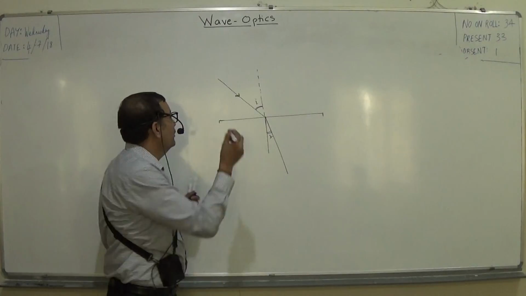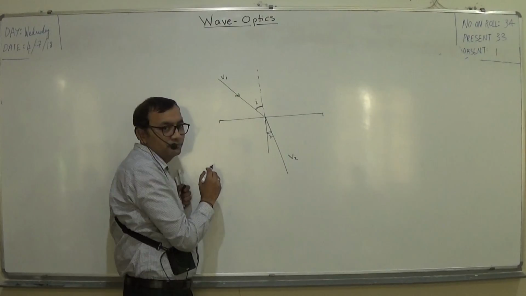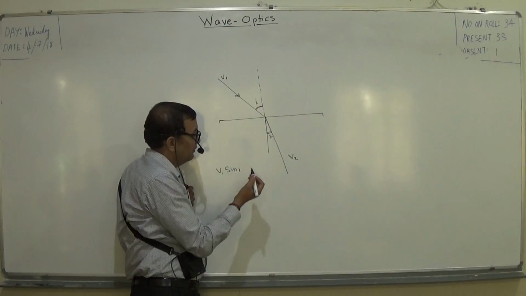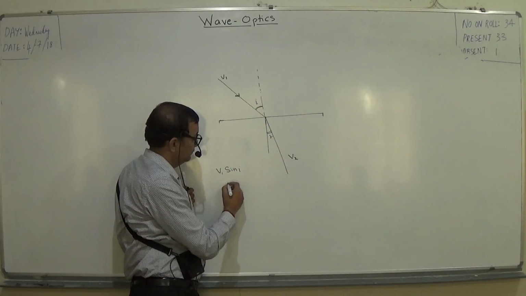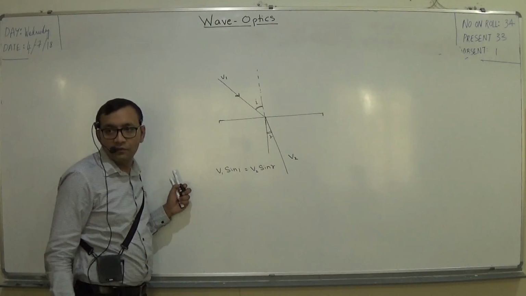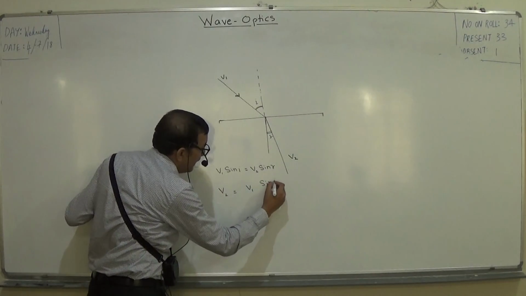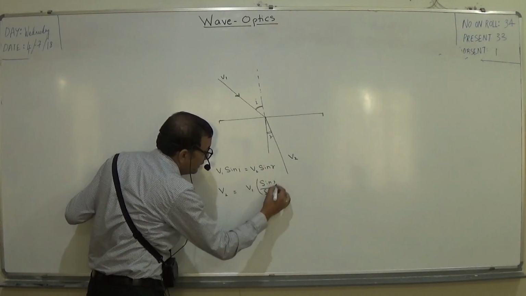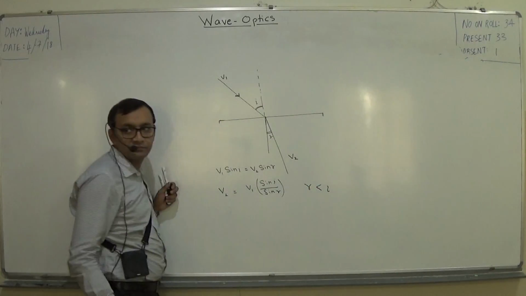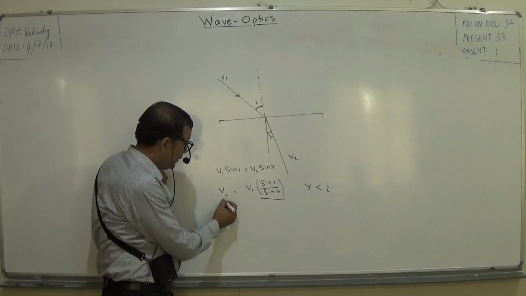Are you getting it? Suppose the velocity here is v1 and this is v2. So what is the horizontal component of this velocity? v1 sin i. And its horizontal component will be v2 sin r. So what will v2 equal to? v2 equals v1 into sin i by sin r. Right? And we know that experimentally r is less than i. So this bracket term has to be more than 1. So v2 has to be more than v1.